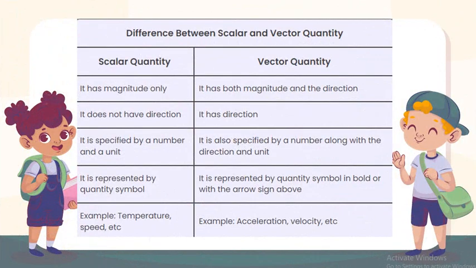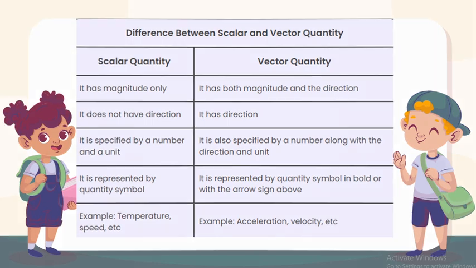So what's the difference between scalar and vector? A scalar quantity has only magnitude, whereas vector quantities have magnitude as well as direction. A scalar quantity is specified by a number and a unit, whereas a vector quantity is specified by a number along with the direction and unit. A scalar quantity is represented by a quantity symbol, whereas a vector quantity is represented by a quantity symbol in bold or with an arrow sign above. Examples of scalar quantities include temperature and speed, whereas vector quantities include acceleration, velocity, etc.